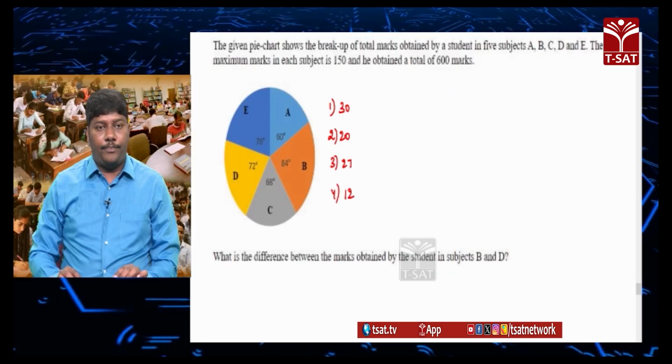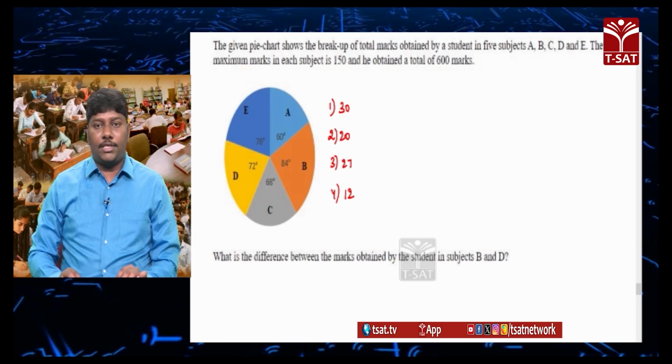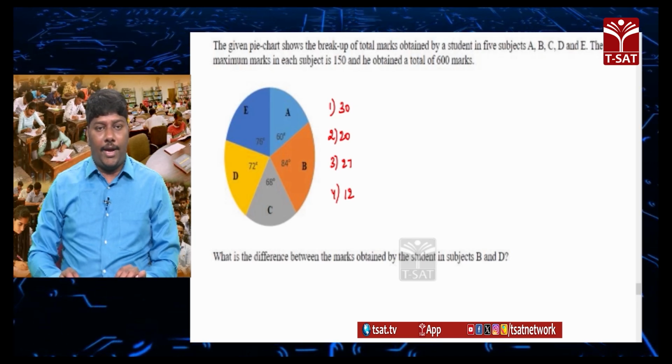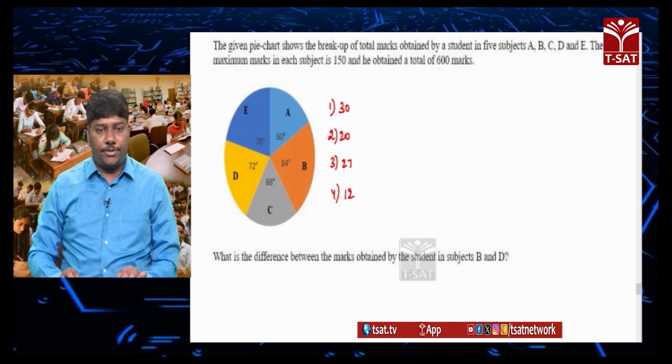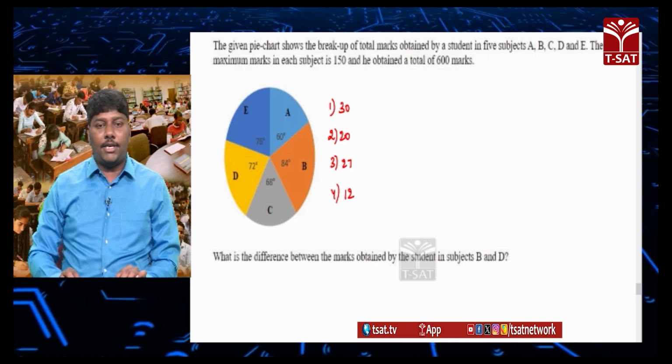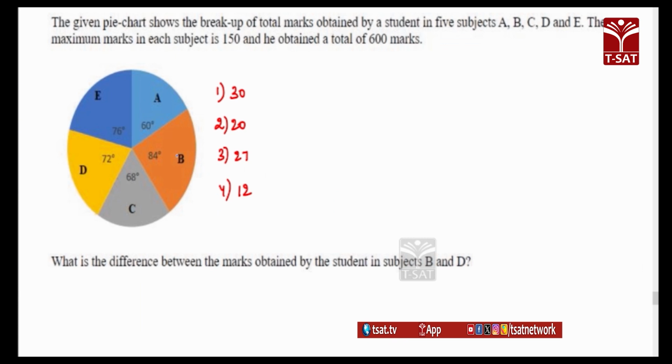Now look at this graph. The given pie chart shows the breakup of the marks obtained by the students in 5 subjects A, B, C, D, E. The maximum marks in each subject is 150. He obtained a total of 600 marks. What is the difference between the marks obtained by the students in subject B and D? Look at B and D directly. So B here, D here, 72 and 84. The difference is how much?